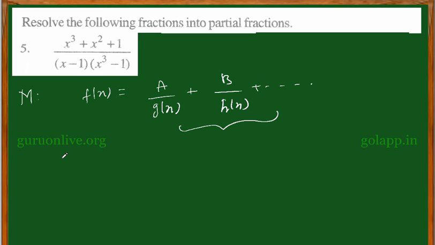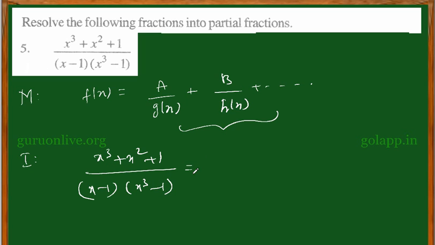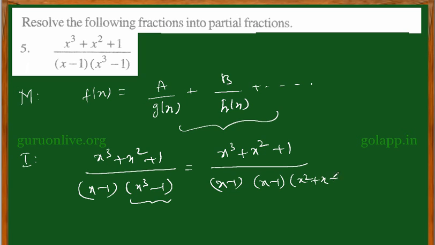If the denominator is a reducible function, we can reduce it into smaller factors and then we can write the partial fractions. Now I want to investigate the problem. Given is (x cube plus x square plus 1) by (x minus 1) into (x cube minus 1). This function can be reduced to another fraction like (x cube plus x square plus 1) divided by (x minus 1) into (x minus 1) into (x square plus x plus 1), because this is like a cube minus b cube. I am writing the expansion.